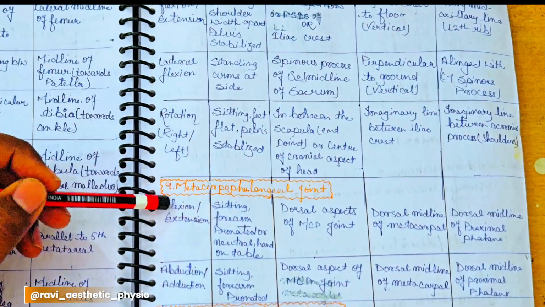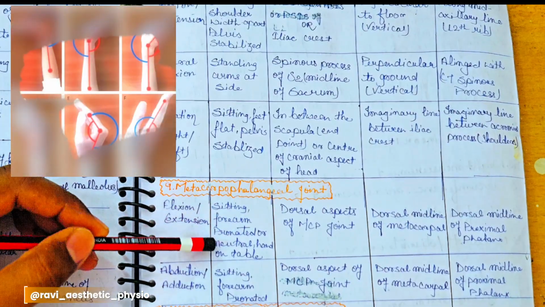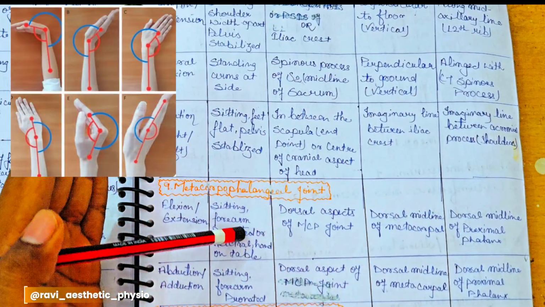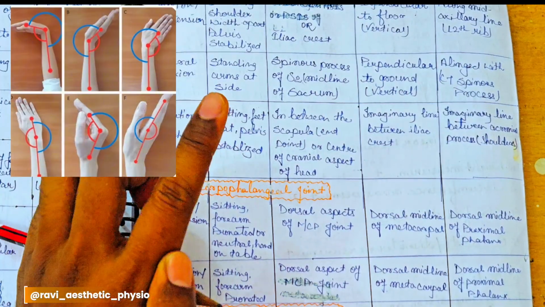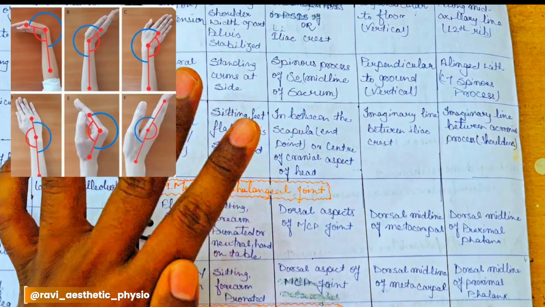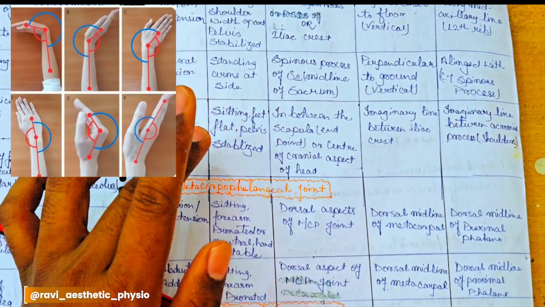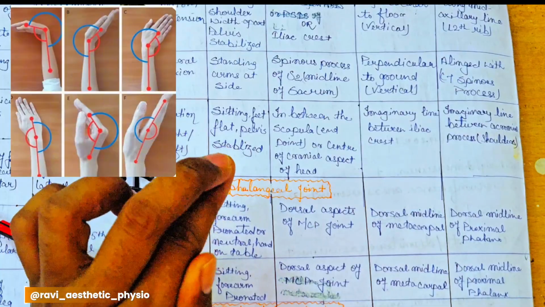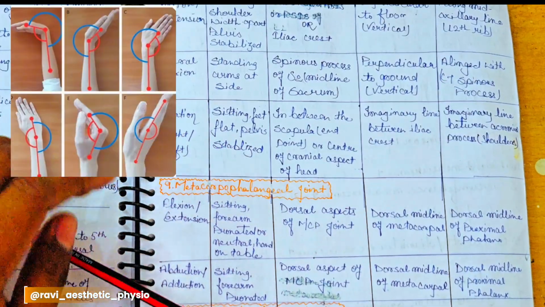Metacarpophalangeal joint is to be measured by flexion extension. Patient position is supine, pronated or neutral, hand is to be stable like that. Dorsal aspect of the metacarpophalangeal joint is to be there. Stationary arm is to be the midline of the metacarpal, which is here. And movable arm is to be the dorsal midline of the proximal phalanx, which is here. And you can check the range, either flexion or extension of the metacarpophalangeal joint.